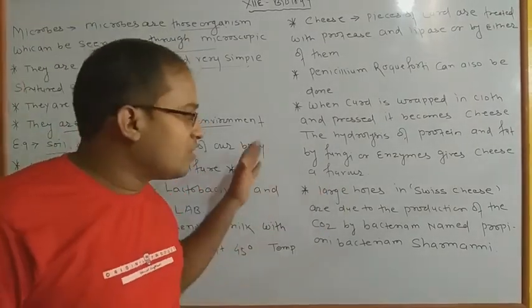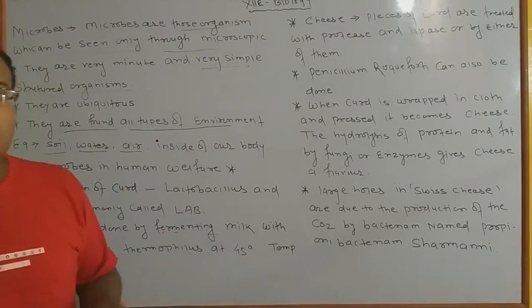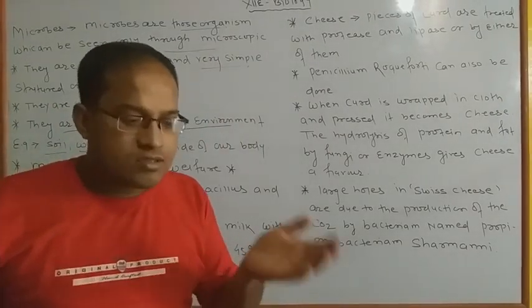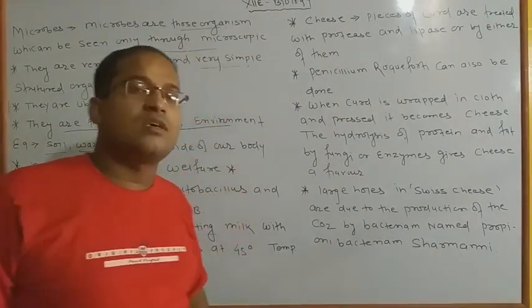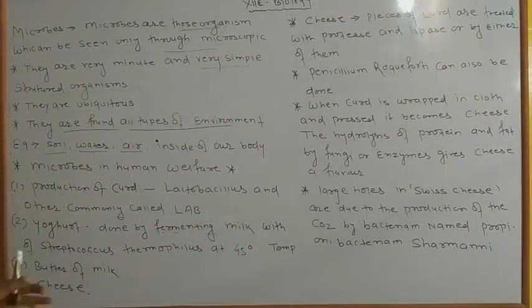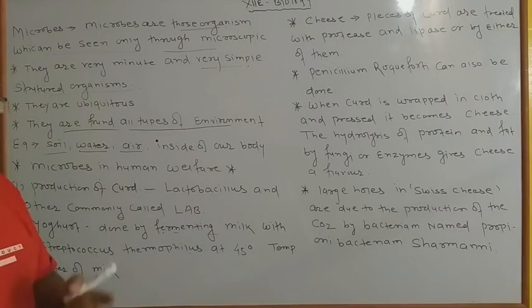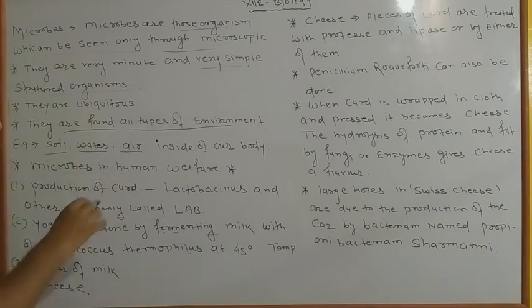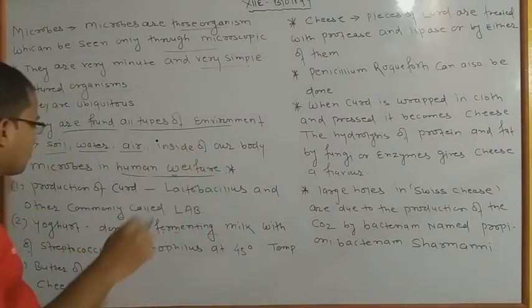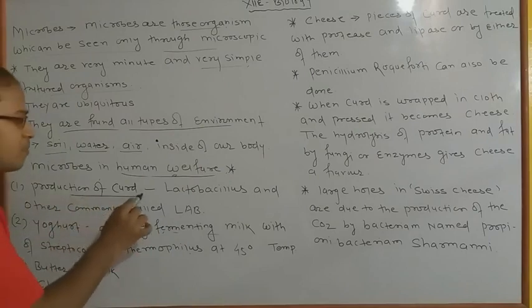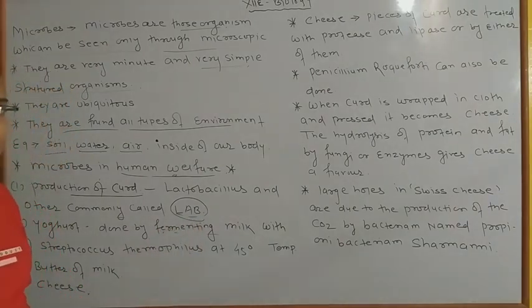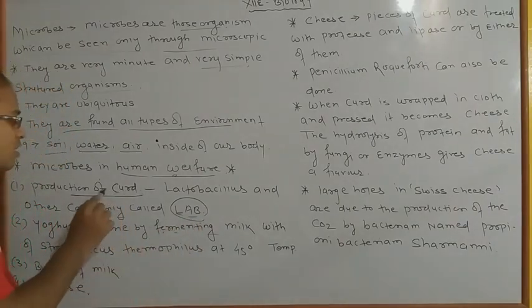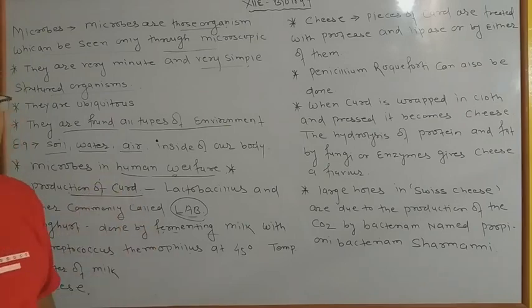Apart from that, we have to discuss the exact role of microbes in our daily life, because we use different types of substances in our daily life, and many things are prepared by the use of microbes. So what is the importance of microbes in human welfare? The first one is that microbes are used for the production of curd. As we know, Lactobacillus and lactic acid bacteria are used to convert milk into curd.